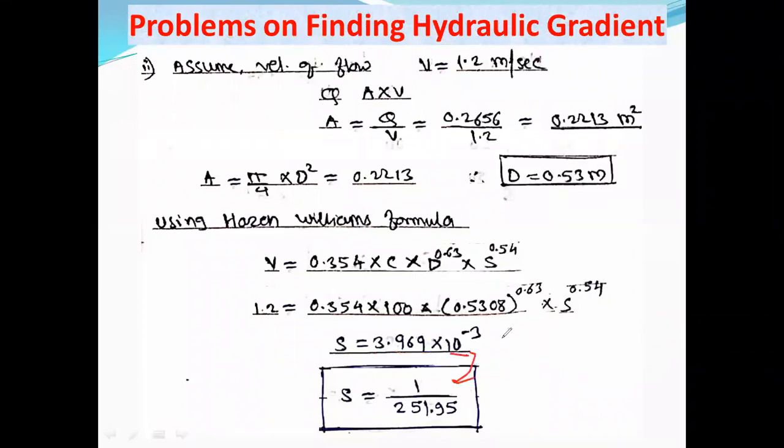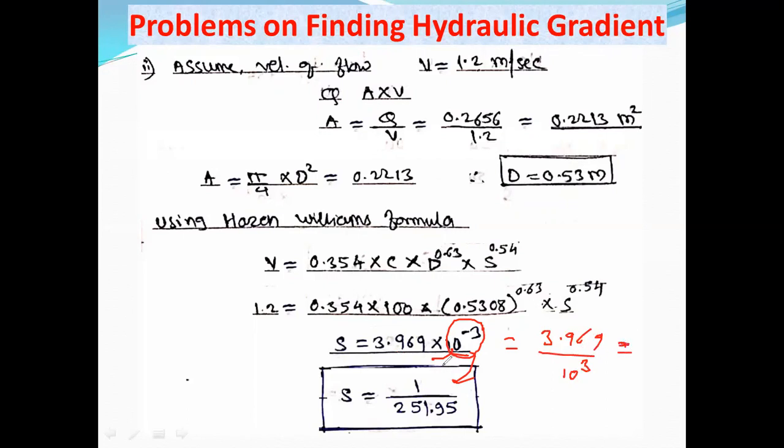So for that, what we have to do? See here, this 10 to the power minus 3 can be taken in the denominator of the 3.969. So we can write this value as 3.969 divided by 10 to the power 3. Okay. So can we do like this?